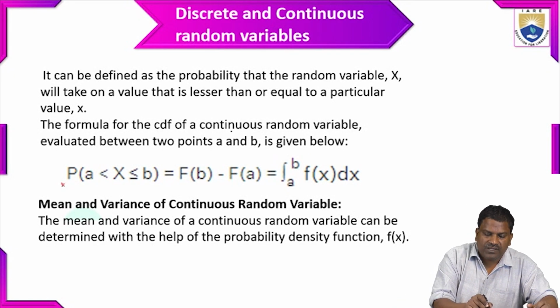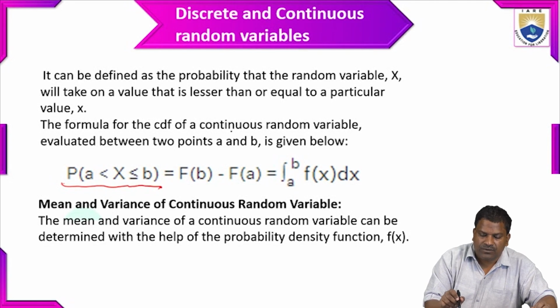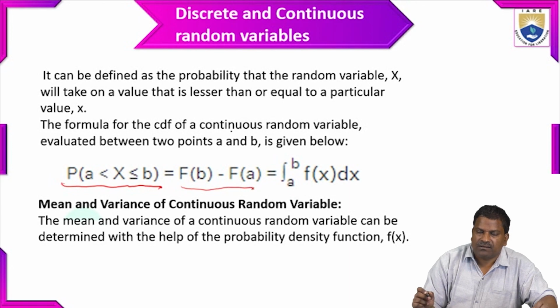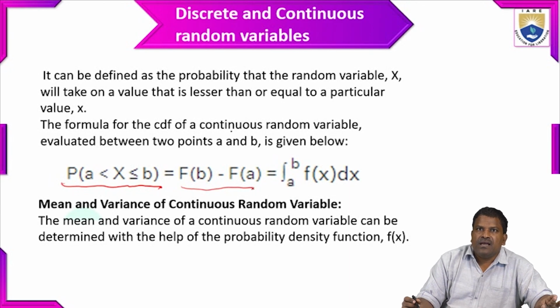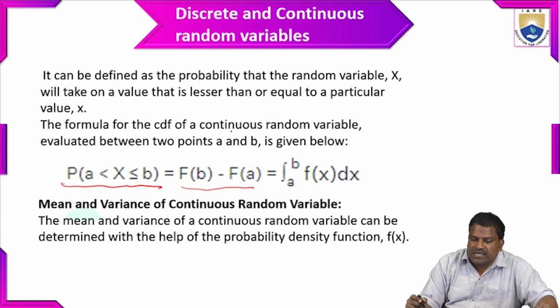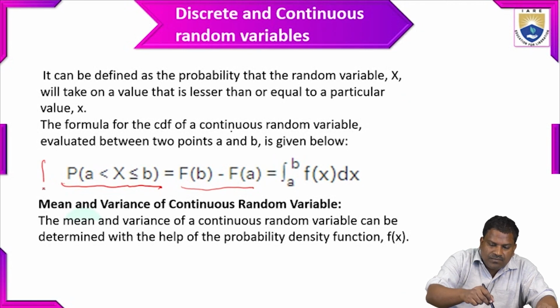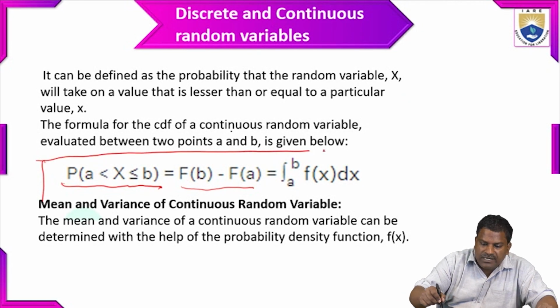Probability of A less than X less than or equal to B is equal to the difference between capital F of B minus capital F of A. The difference between capital F of B and capital F of A. So it can be represented as integral A to B f of x dx. This is the key point.